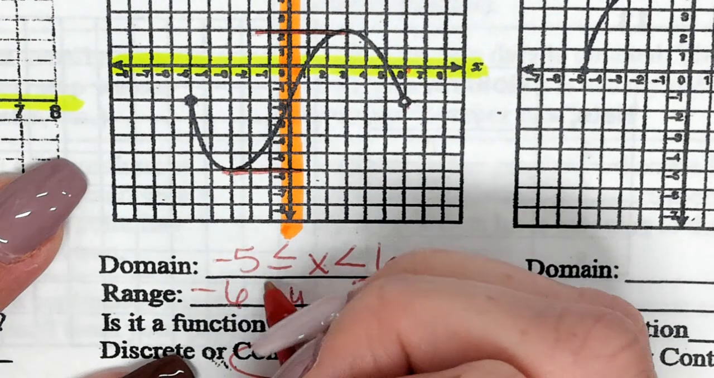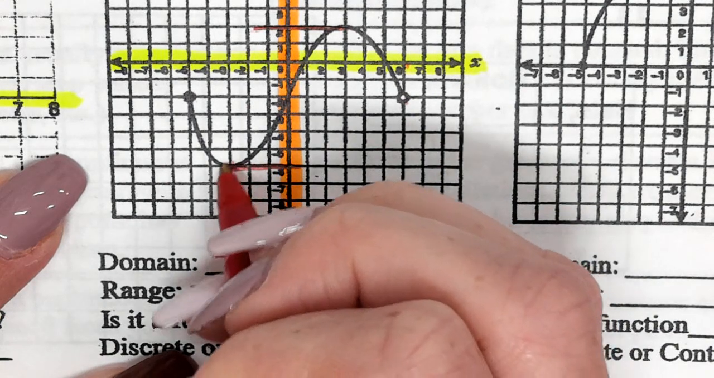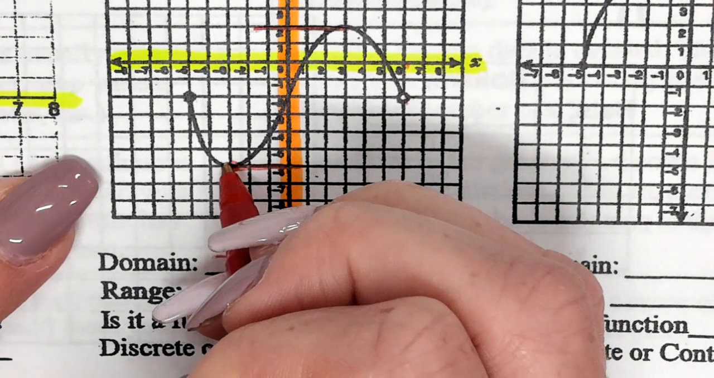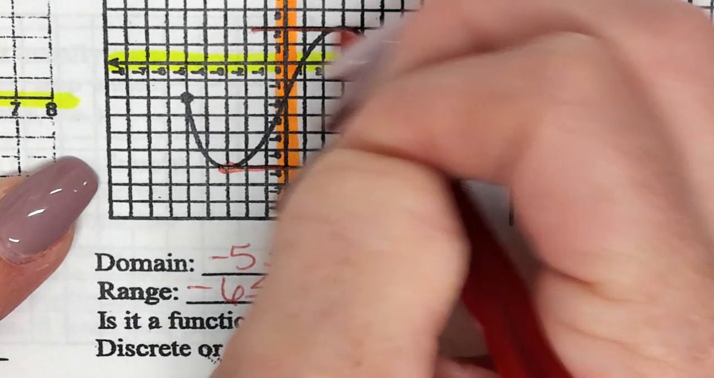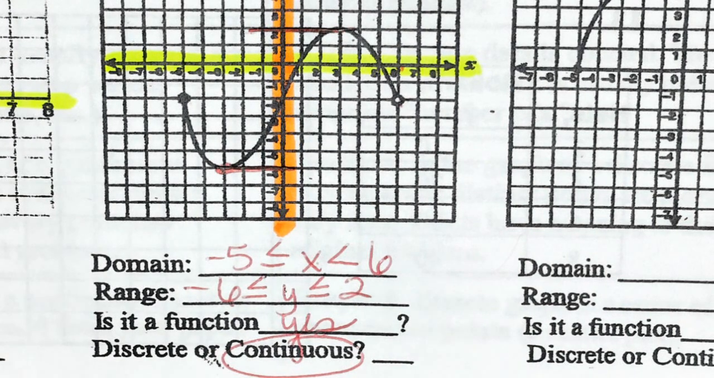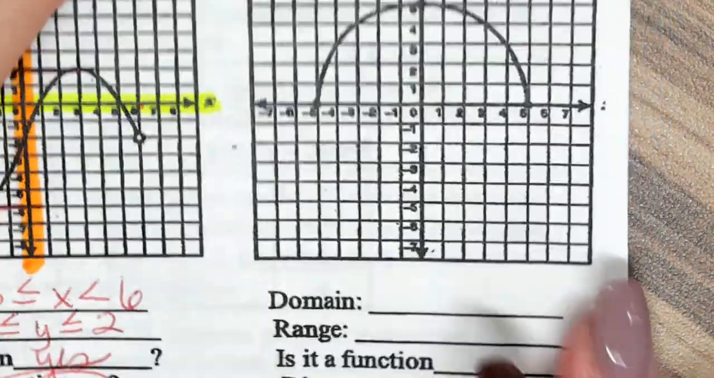Y is greater than or equal to -6 because it is touching -6, yes? And less than or equal to 2 because it is touching at the 2. Do y'all understand? Are we getting any better? Yeah? Last one. Y'all want to try it on your own? All right, go try it.